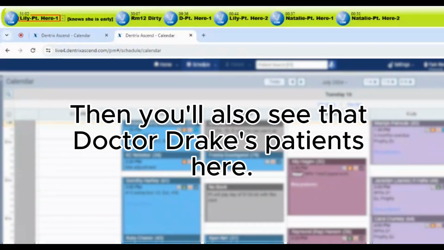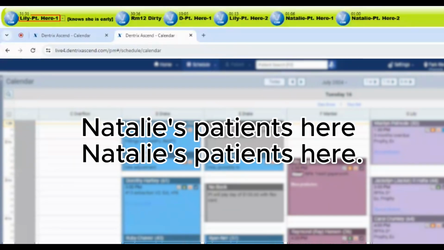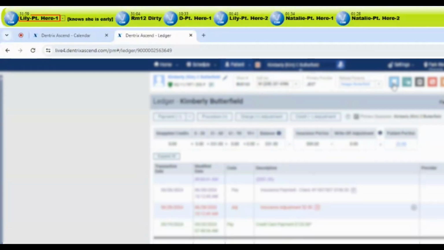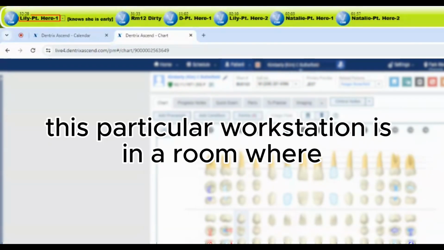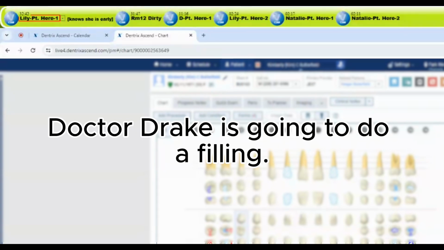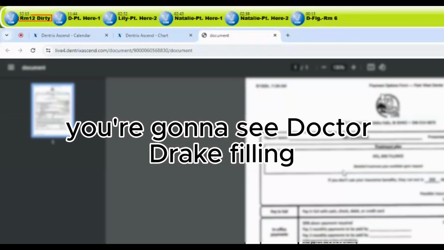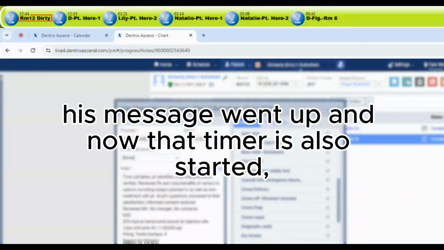Then you'll also see "Dr. Drake's patient's here," "Lily's patient's here," "Natalie's patient's here." Also, this is the first and the second patient. So that's how I know what's going on. This particular workstation is in a room where Dr. Drake is going to do a filling. So here in a few moments, you're going to see "Dr. Drake filling." His message went up. And now that timer has also started.